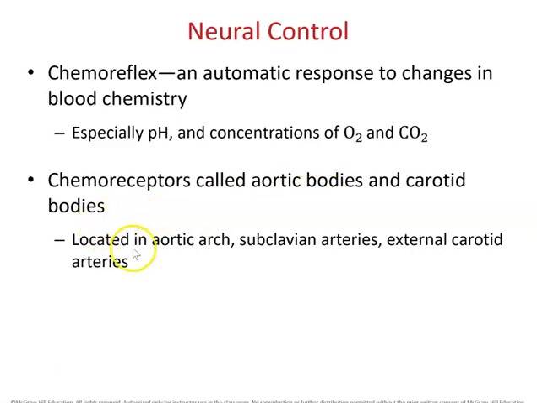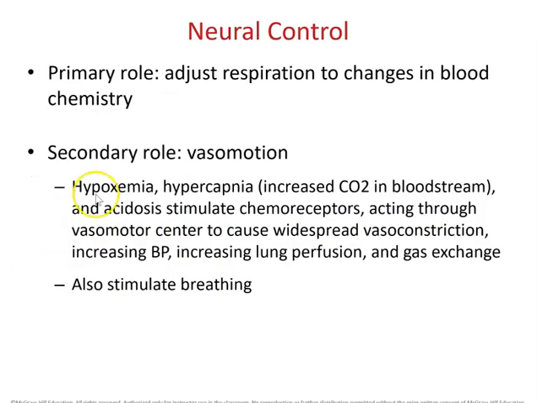They are located in the aortic arch, subclavian arteries, and external carotid arteries. The primary role of this neurocontrol is to adjust respiration to change the blood chemistry. The second role is to change vessel motion to regulate the blood flow and the breathing rhythm.